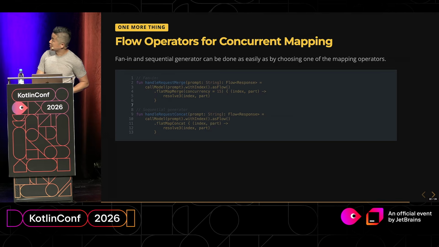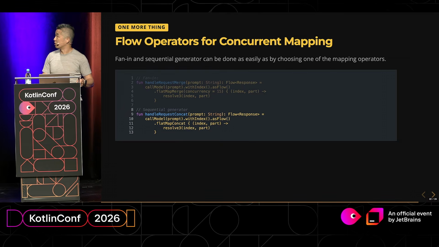So actually, there are two built-in operators for flow. One is flatMapMerge, and one is flatMapConcat. So that's pretty much fan-in and sequential emit for you, and you don't need to write duplicate, repeated boilerplate code. So that's the beauty of Kotlin.